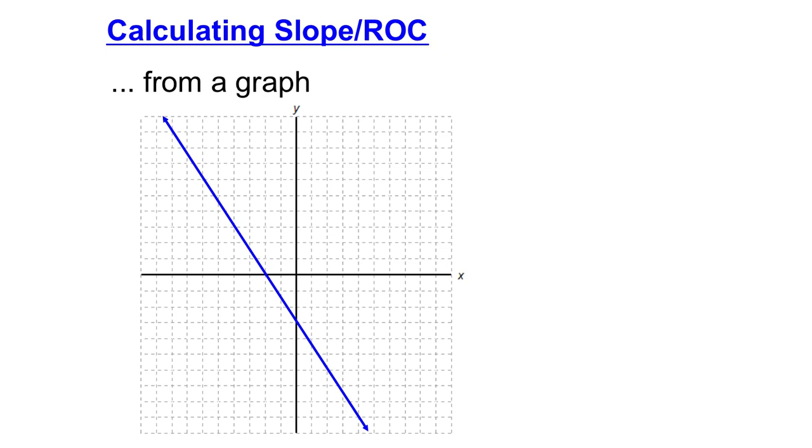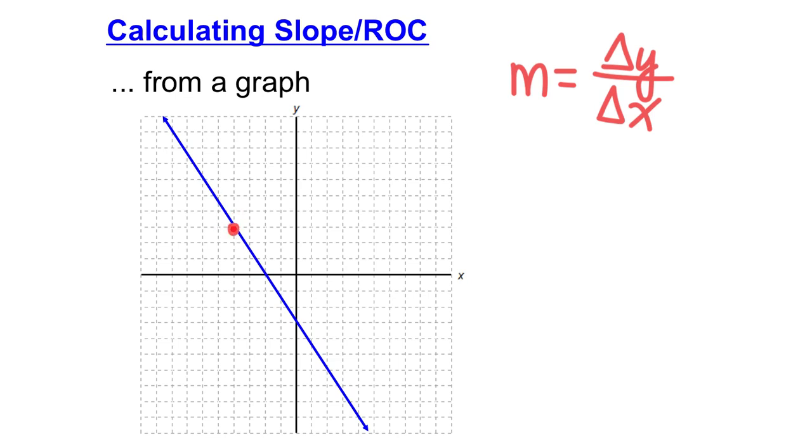Now, we can also calculate slope from a graph. So here is a graph of a linear function, and I want to calculate slope, which is rise over run, or change in y divided by change in x. So what I have to do is I just have to find 2 points on the linear function here. And the points that are easiest to find are the ones that are right on the intersection of two grid lines.